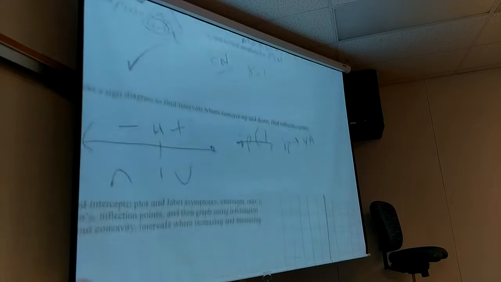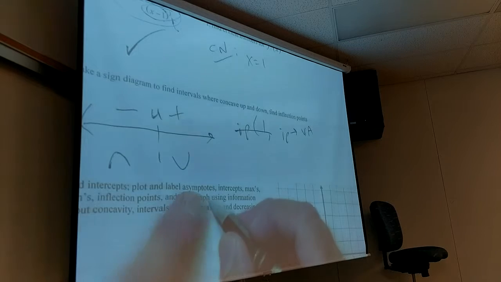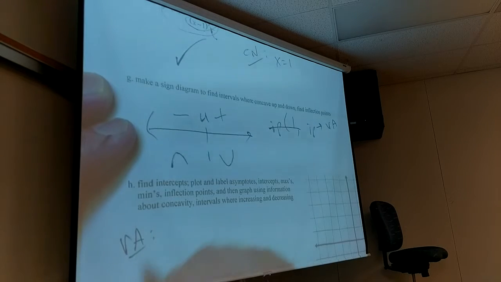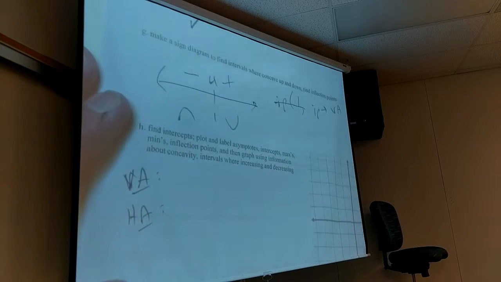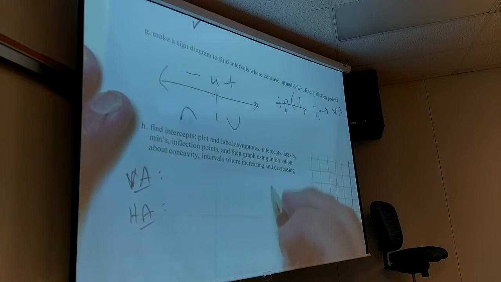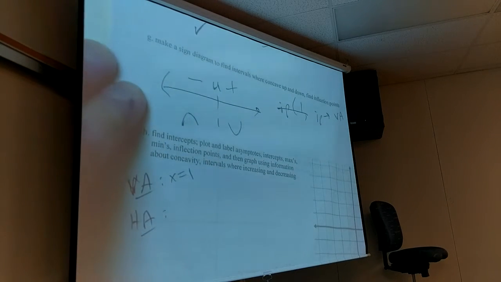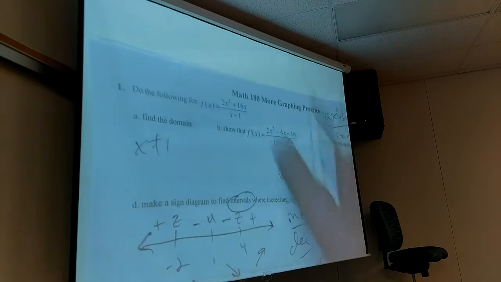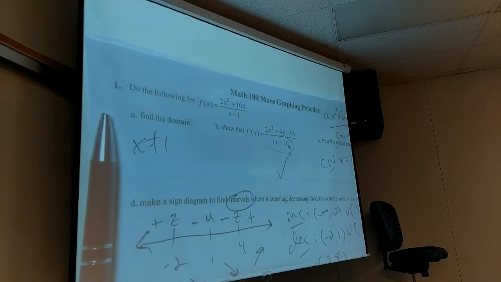All right, let's see. So find intercepts. Plot and label asymptotes. So what asymptotes do I have? We know what the vertical asymptote is from the beginning. What's the vertical asymptote? X equals 1. What's the horizontal asymptote for this one? This one, oh, you guys are really going to love me. What situation am I in? Remember the 3 situations. I can't remember if this has come up before.